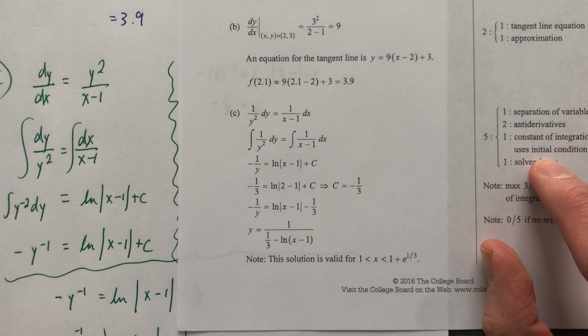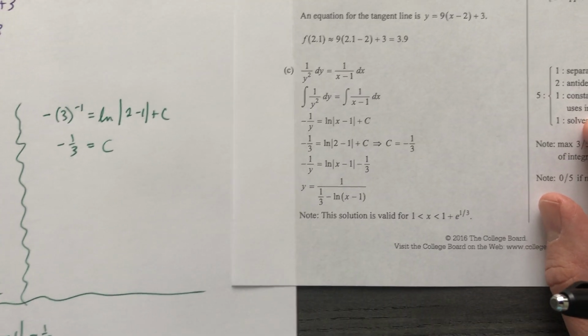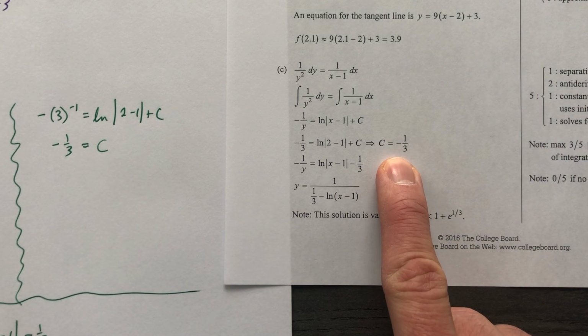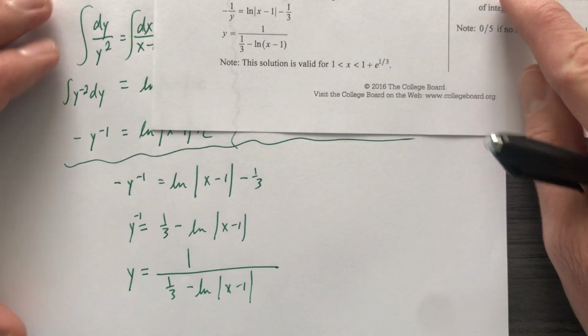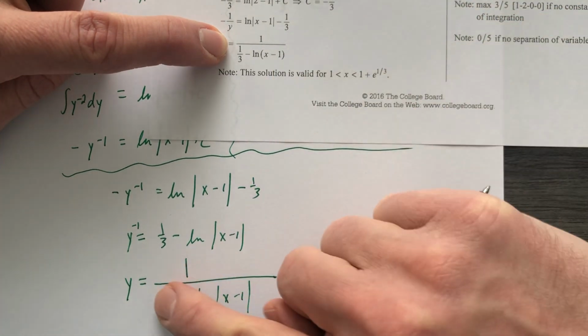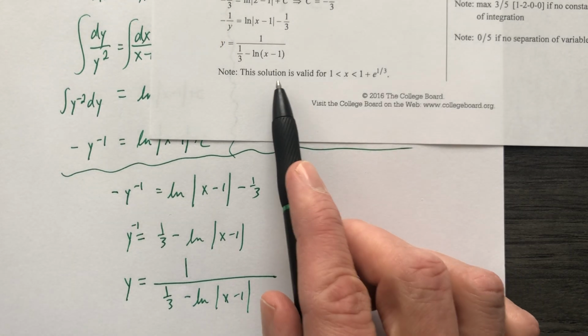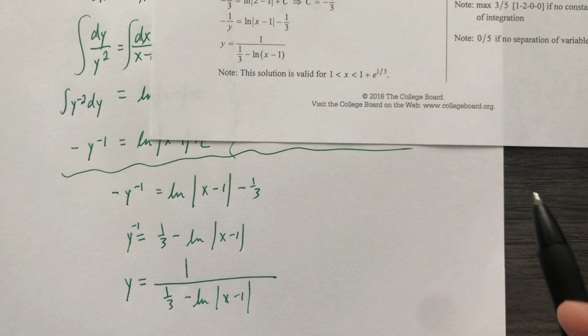The constant of integration and uses initial condition. So we had to use the initial condition, which we did, and we ended up with a c value of -1/3. So far so good. And then final answer, solved it for y, and that is what they got, and this is what we got. It is the exact same thing. And then they did put an extra little note here that solution is valid for these things. I do not believe that you would get points counted off if you did not put that.